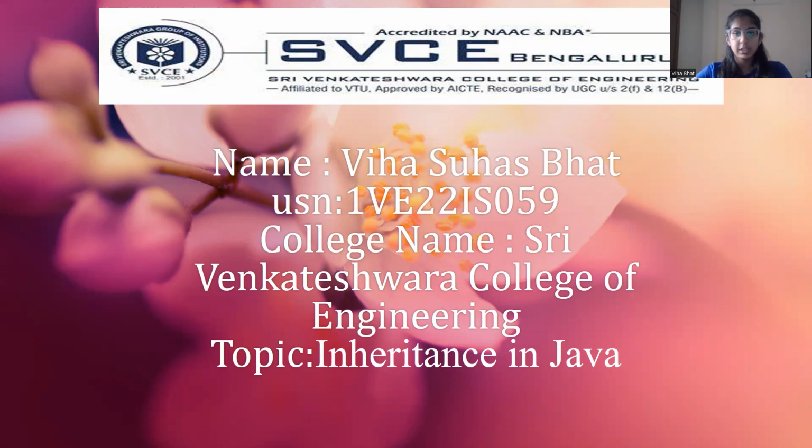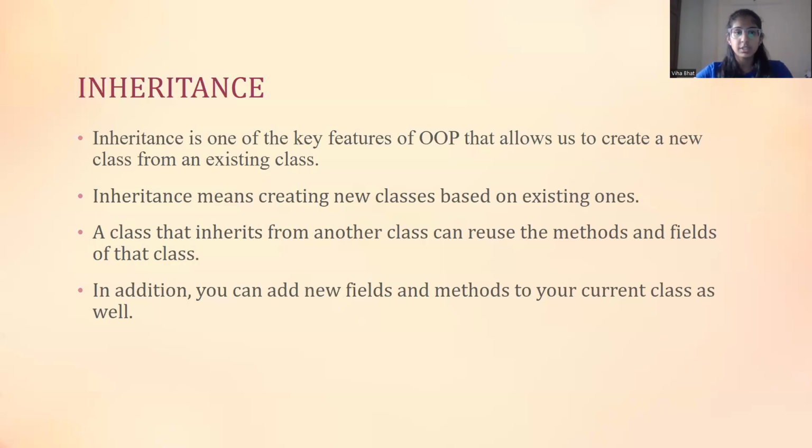My USN is 1VE22 IS059, and today we're going to talk about inheritance in Java. So what is inheritance? Inheritance is one of the key features of object-oriented programming that allows us to create a new class from an existing class. So inheritance basically means creating new classes based on existing ones. A class that inherits from another class can reuse the methods and fields in the superclass. In addition, you can add new fields and methods to your current class as well.